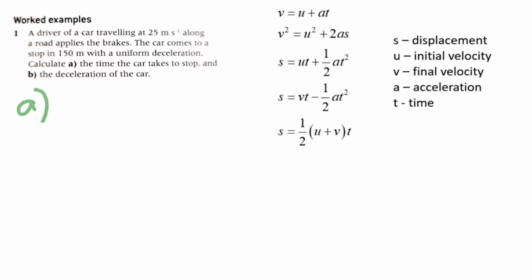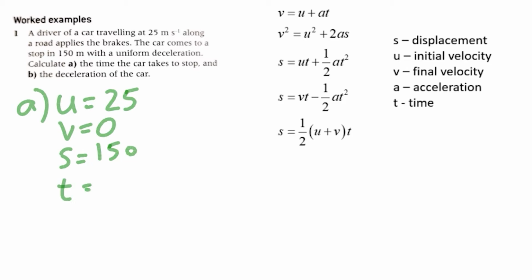First of all, we write down what we can already derive from this question. We know that the initial velocity u is 25 meters per second. We know that the final velocity v is 0 meters per second because the car eventually comes to a stop. We know that the displacement s is equal to 150 meters. We don't know anything about the acceleration a, so we just leave it out. Part A wants us to find the time t taken for the car to stop.